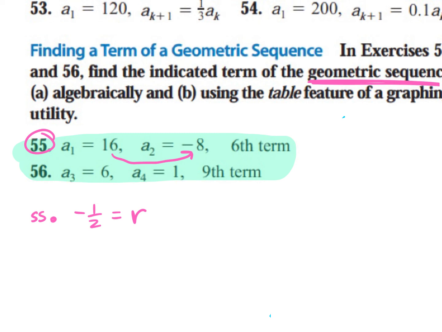I need my formula for a geometric sequence, which would be a sub n is equal to a sub 1 times r to the power of n minus 1. This is another one that you guys need to remember. So this is your general term for a geometric sequence.